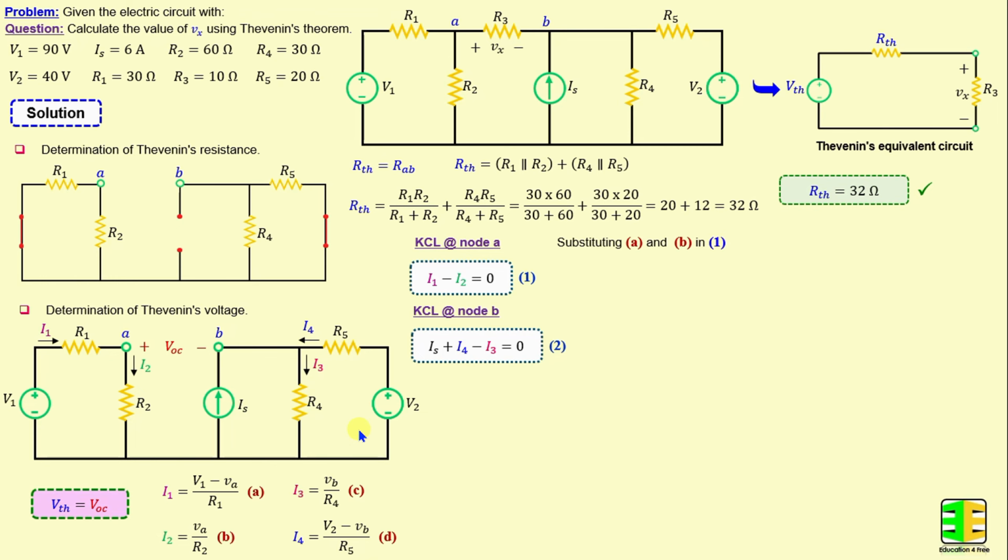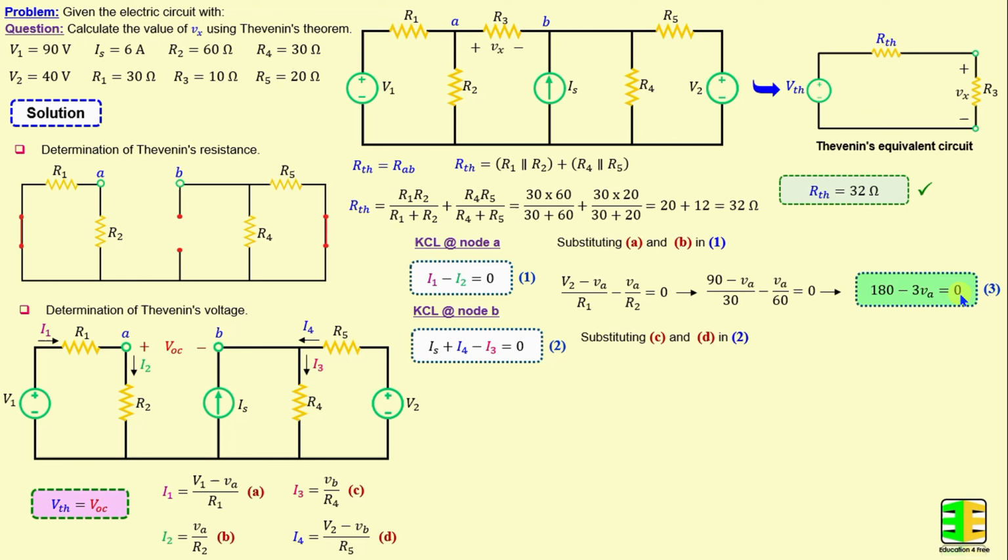Now by substituting A and B in 1, we can write V1 minus VA over R1 minus VA over R2 is equal to 0. And if we replace the voltage and the resistors with their numerical values and continue simplifying this equation, we obtain 180 minus 3 times VA is equal to 0.